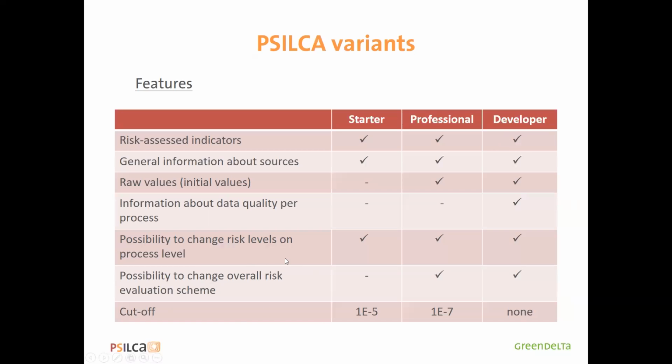And then, of course, based on the raw values that are provided or that are not provided in the starter type, you are not able to change the overall risk evaluation schemes in the starter type, but you can still individually, like manually, change risk assessments on a process level. And the cutoffs are different between the 3 types. So the starter one is easier to handle on smaller computers, and then the developer type gives you the possibility to calculate really big product systems, or even not, and you can insert an individual cutoff.